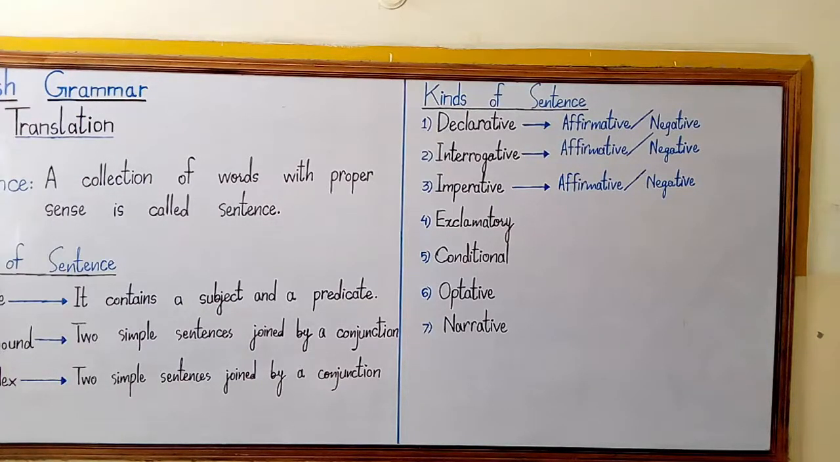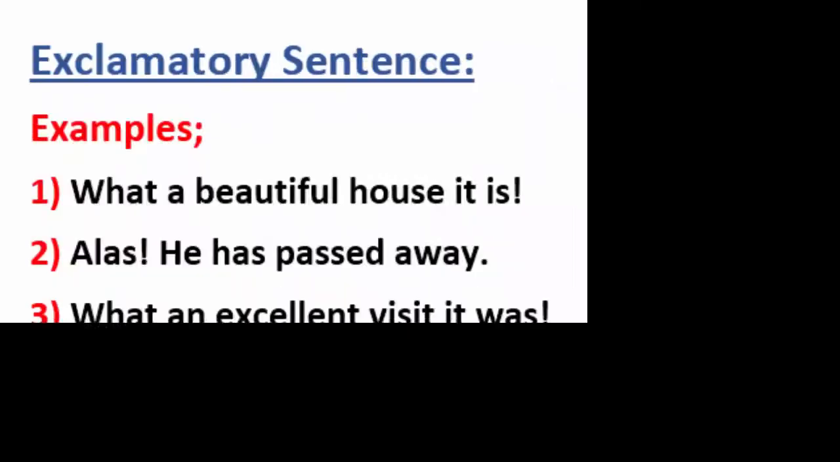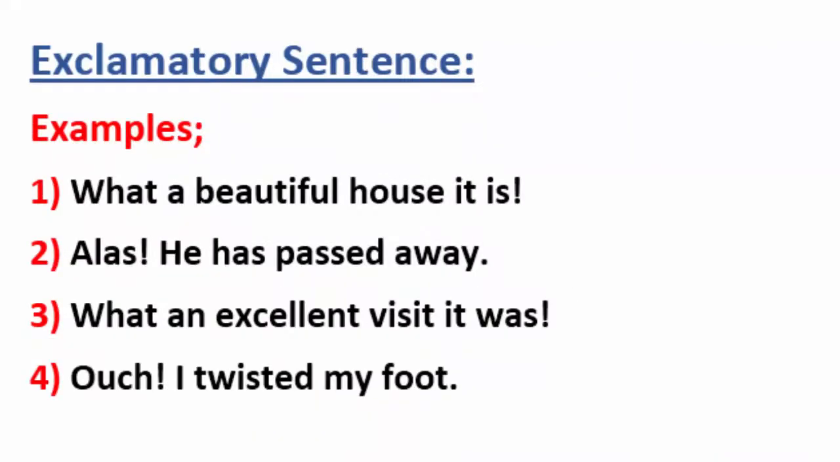Exclamatory sentence is a sentence in which we show our emotions, feelings, pain, relief, etc. For example, example number 1, what a beautiful house it is. Example number 2, alas, he has passed away. Example number 3, what an excellent visit it was. Example number 4, ouch, I twisted my foot.